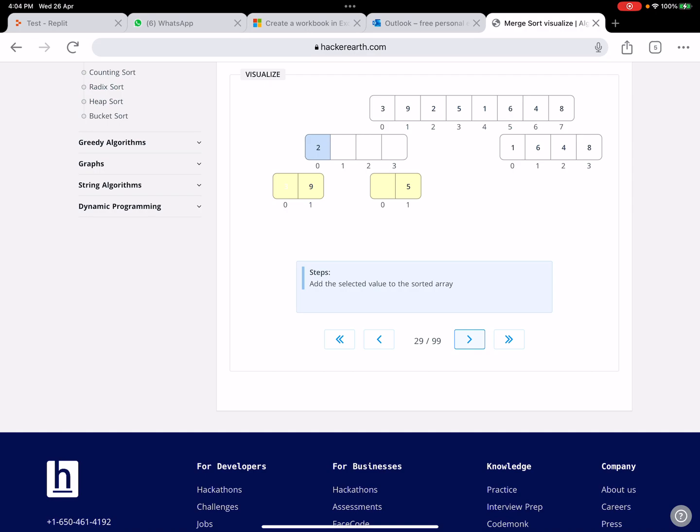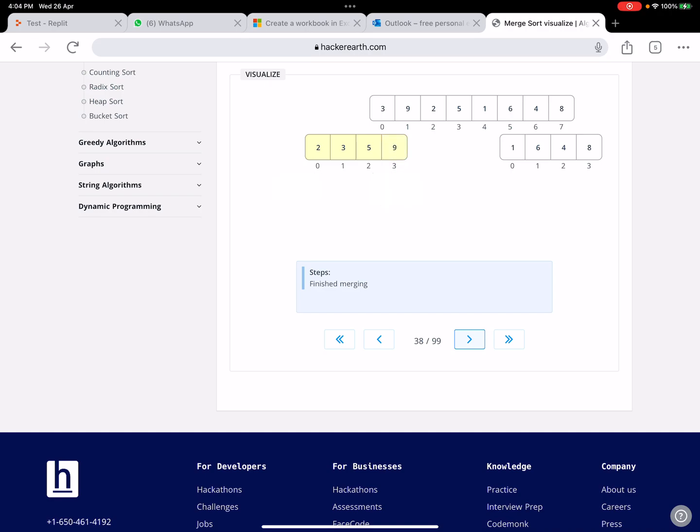Then we move the pointer to the 5. We compare 3 and 5. Which one is smaller? Is the 3. So we put it here. And then we compare the 5 and the 9. We move the pointer. So 5 is smaller. We put it here. 9 is smaller. We put it here. So this is the merge operation. So now we have a sorted array of size 4.